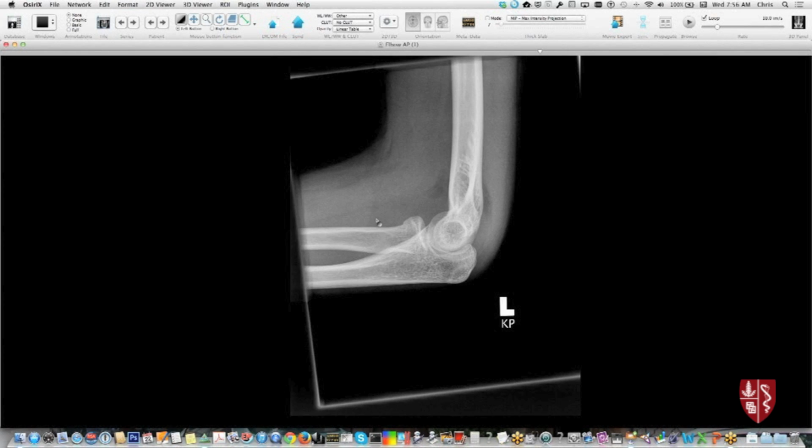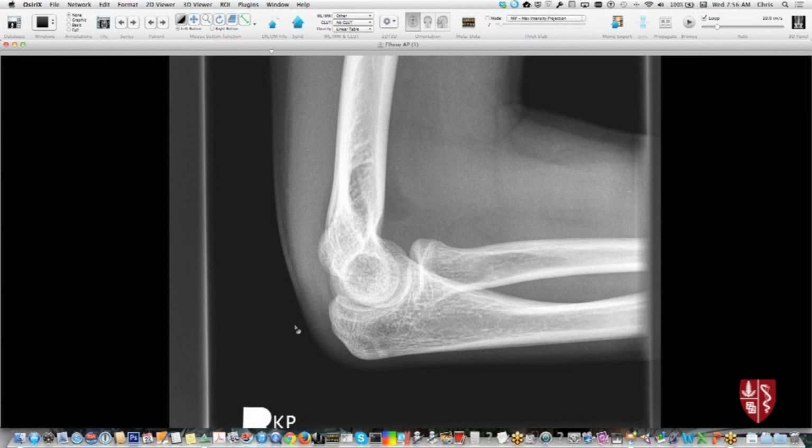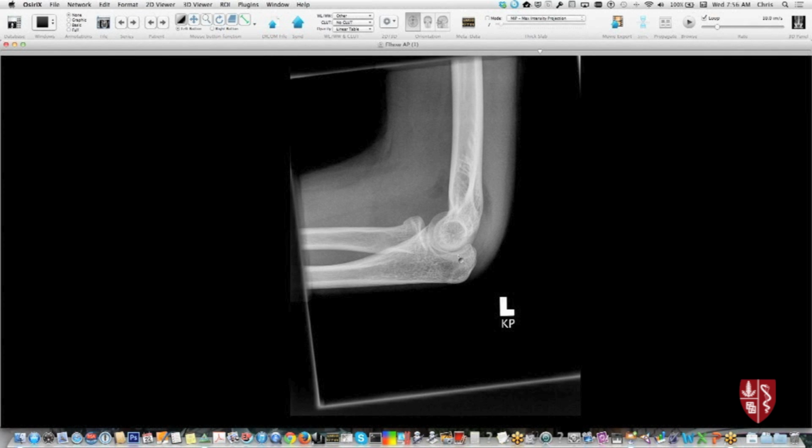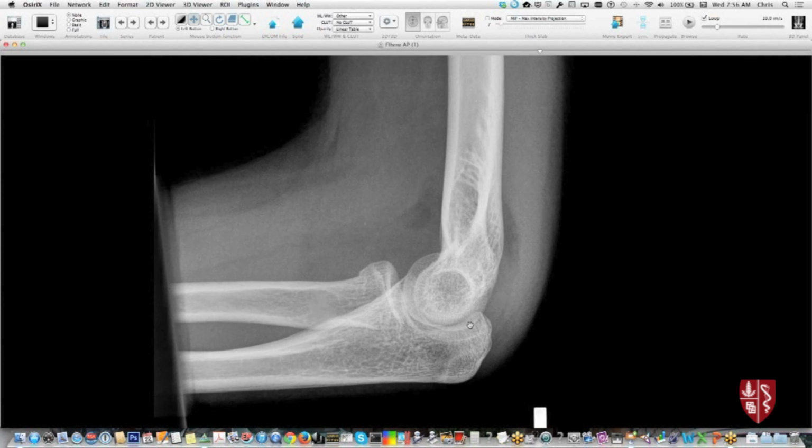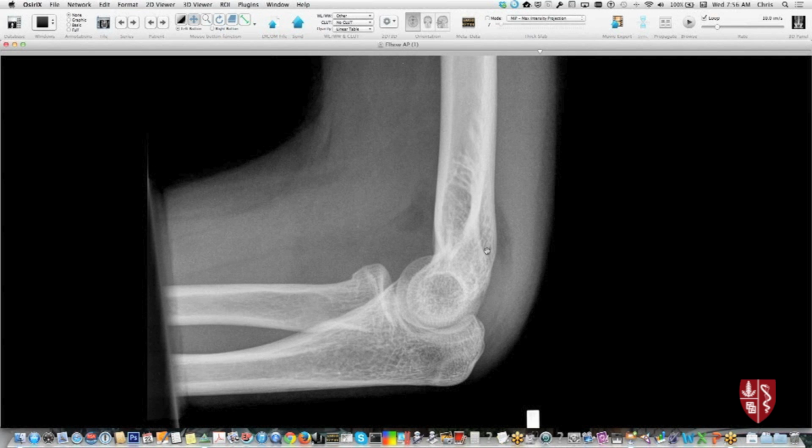So this patient has both elbows imaged. This is the right side and this is the left side. Left side's even more impressive. So if you look at this one, this is a classic example of a large elbow effusion where you see lucency anteriorly, this would be the sail sign, and then posteriorly the fat pad sign.